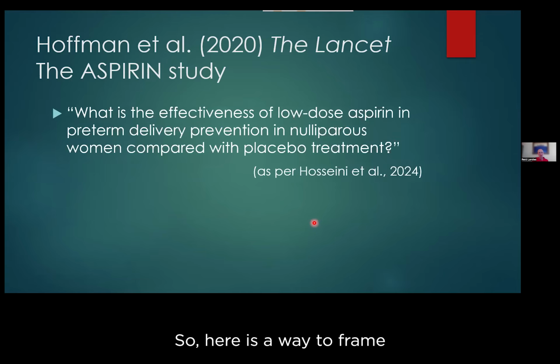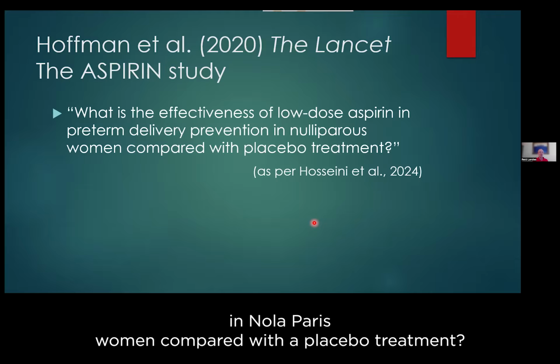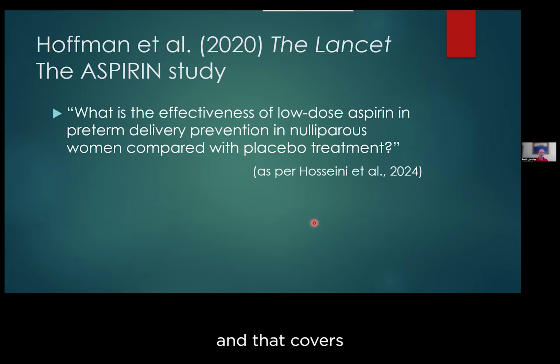So here is a way to frame that whole study into one question. What is the effectiveness of low-dose aspirin in preterm delivery prevention in nulliparous women compared with a placebo treatment? There. That covers the four parts of the PICO question framework, framed into a concise study question.